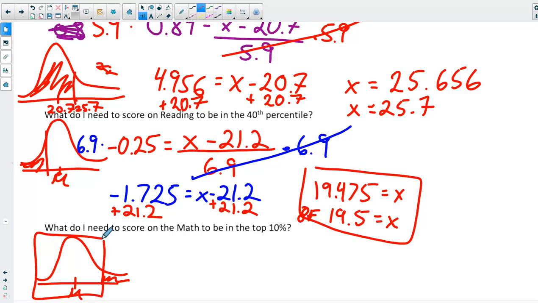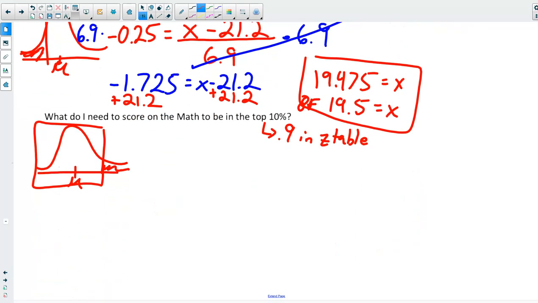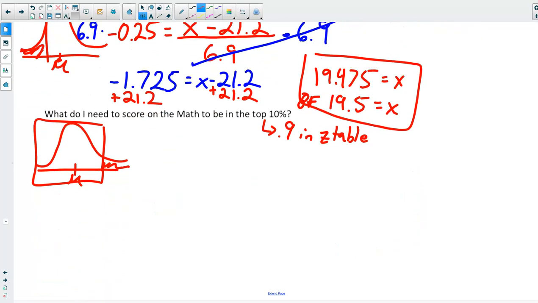So in the z-table, I will look for 0.9. And so let's go find 0.9. Let's get that, and then we can calculate it quickly.